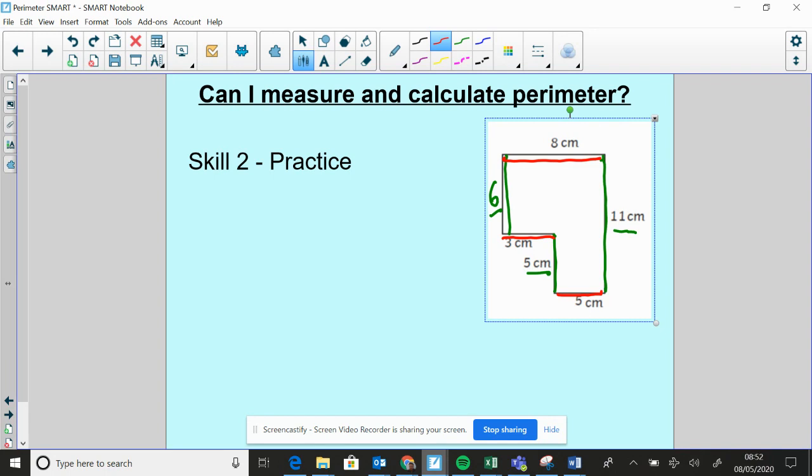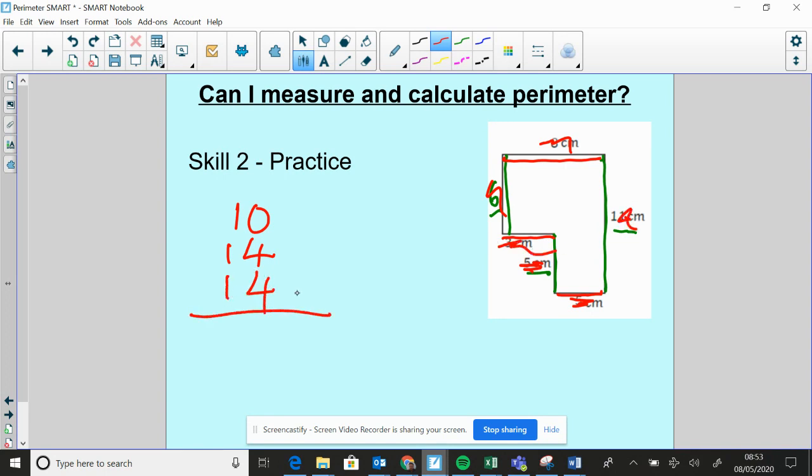So I'm just looking for any pairs that go together nicely for the addition. So I've got 5 and 5. I like to scribble them out so I don't count them twice. What else have we got? We could go with 8 and 6 is 14. And then 11 and 3 is also 14. Okay, that's great. So 14 and 14 is 28. Plus the 10, 38.